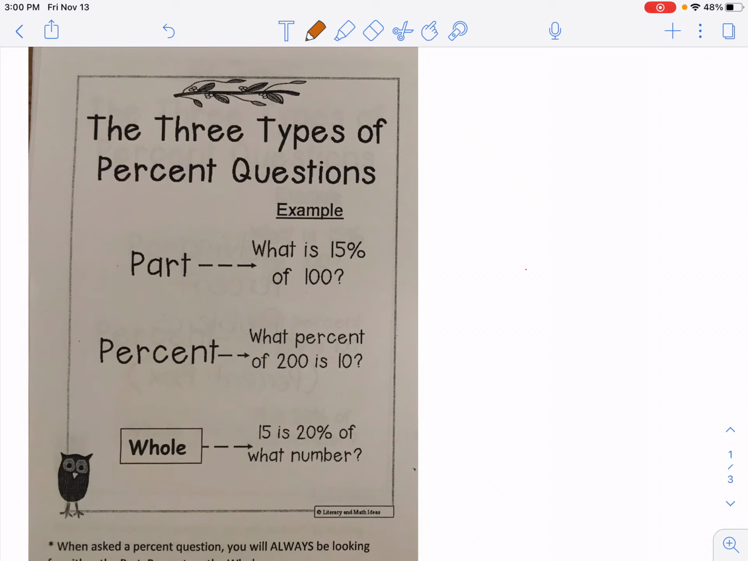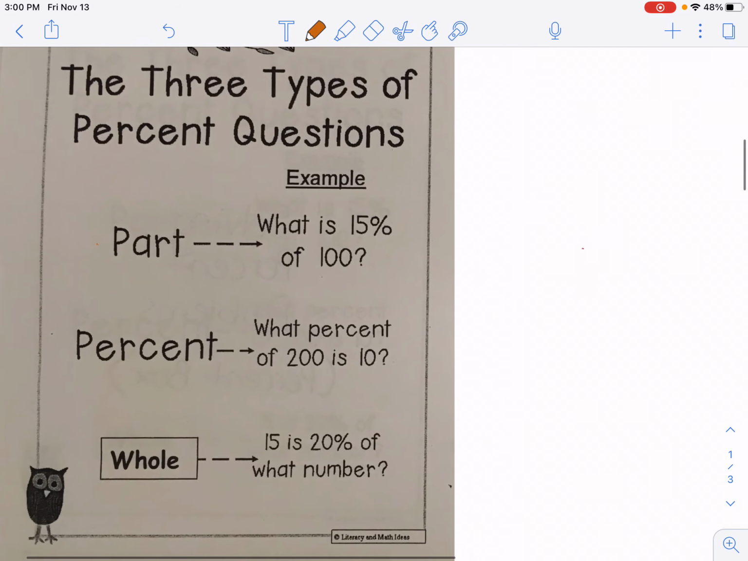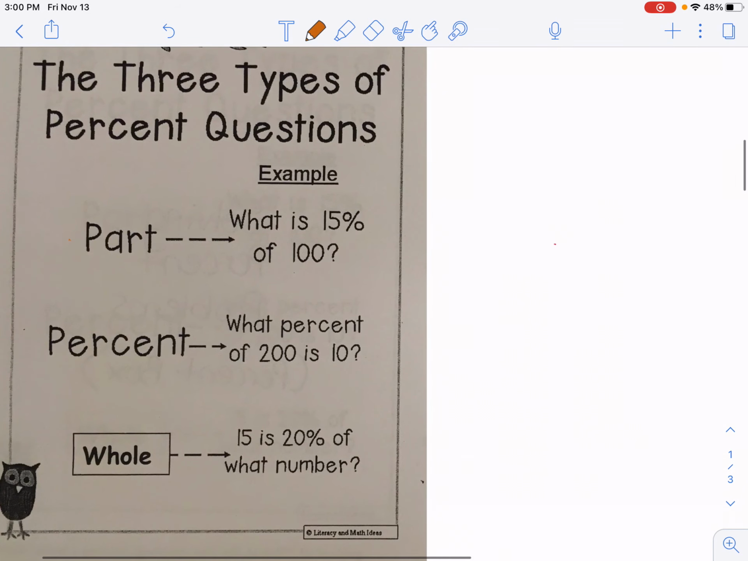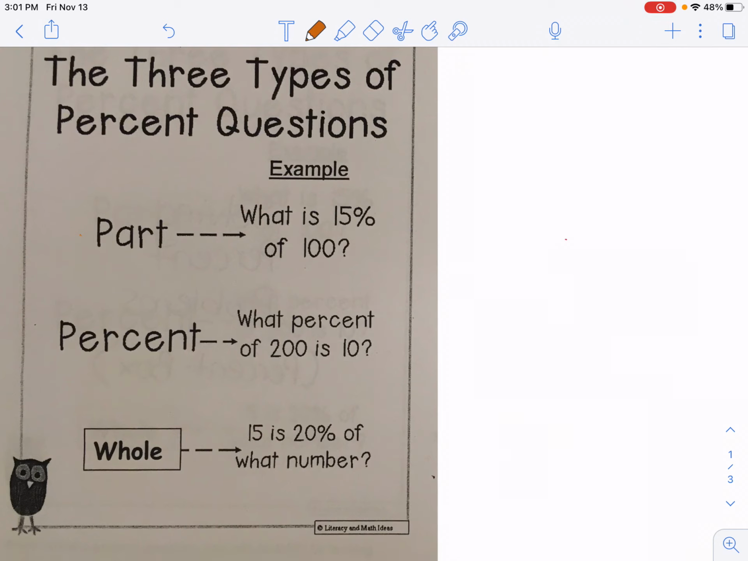So, for example, what is 15% of 100? So you know that you have 15% and you're trying to figure out what that would be out of 100. That one's pretty easy because 15%, that percent symbol tells us it's already out of 100. So that makes our lives easier.